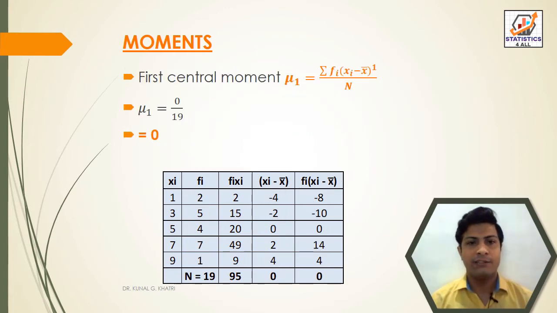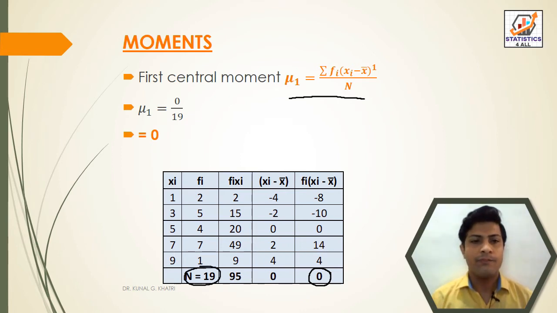So after finding this value, we'll put in the formula of first central moment, that is mu1 equal to sigma fi into xi minus x bar divided by n. Here sigma fi into bracket xi minus x bar is equal to 0, and n is equal to 19. So mu1 is equal to 0 by 19, that is equal to 0.